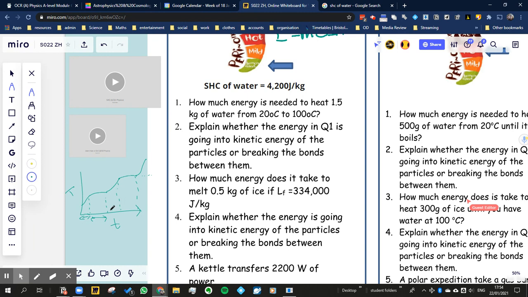Now, as I said in question 2, when you're heating up something and it's staying the same state of matter, the temperature increases, the kinetic energy increases, but you're not breaking any bonds. So when you're changing the state, you're breaking the bonds, and so no temperature increases because there's no change in kinetic energy.